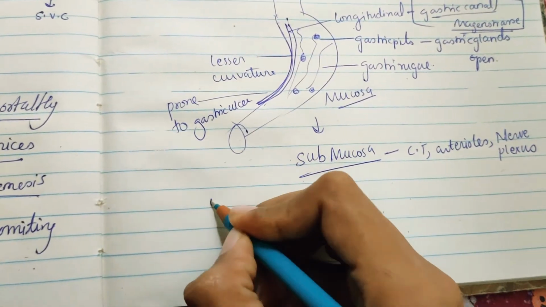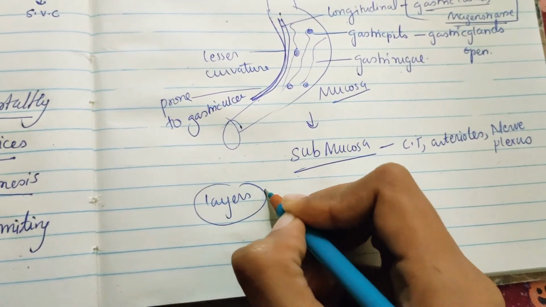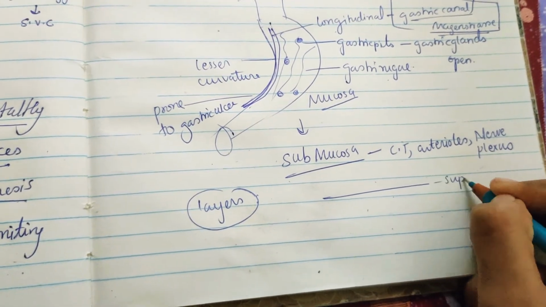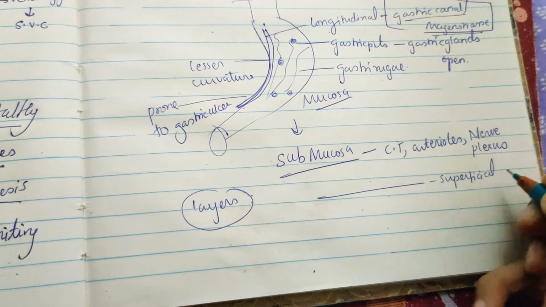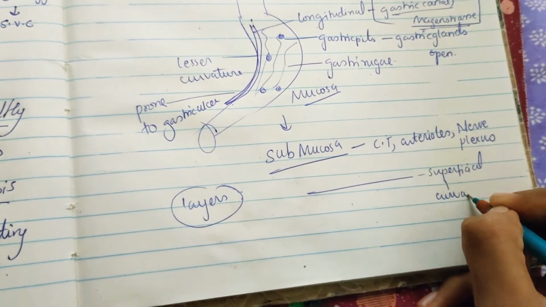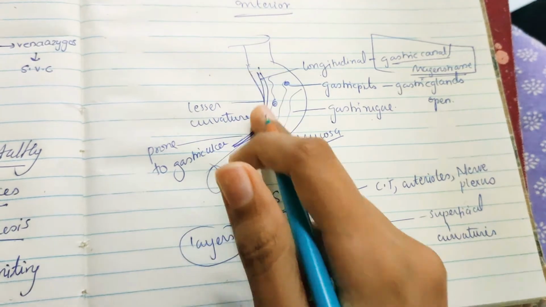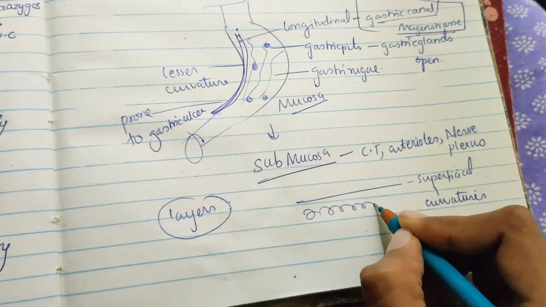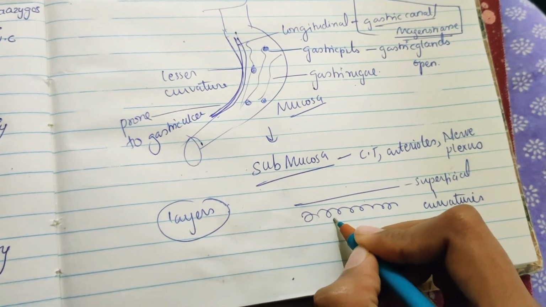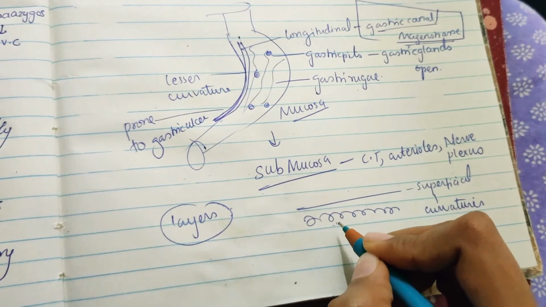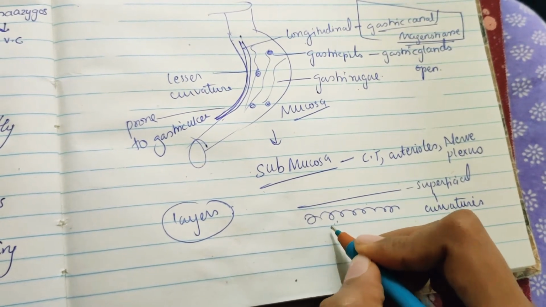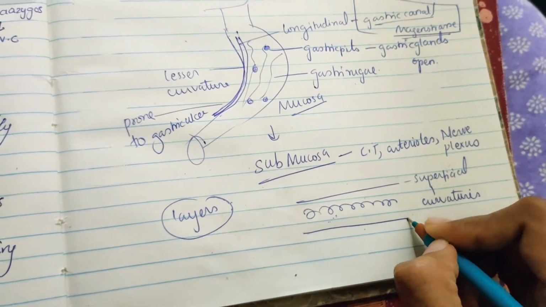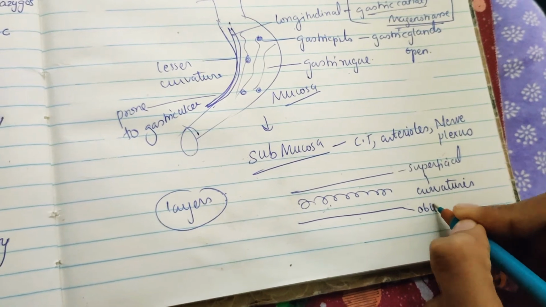Now coming to the layers of stomach. If we discuss the layers of stomach, first you have longitudinal fibers, which are most superficial. These are mainly present along the curvatures, especially the lesser curvature. Next, inner, you have circular fibers, which encircle especially the body of the stomach, and they are thickened at the pylorus to form the pyloric sphincter. Next layer is the deepest layer, which consists of oblique fibers.